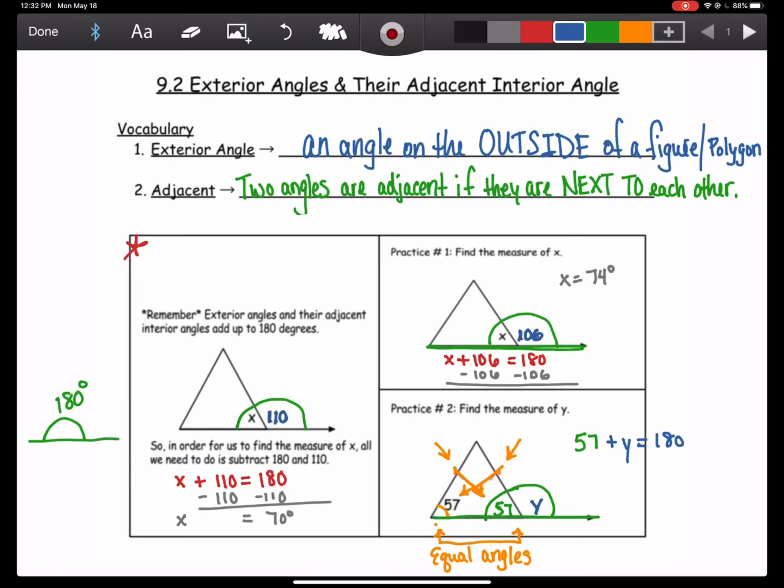Now I'm going to subtract 57 from both sides. And I get y equals, so I need to make this into a 10, make this into a 7. 10 minus 7 is 3. 7 minus 5 is 2. And there's a 1 there. So it's 123 degrees. That's it. That's all there is for today.